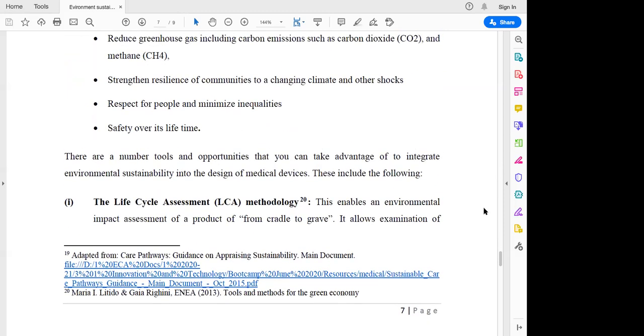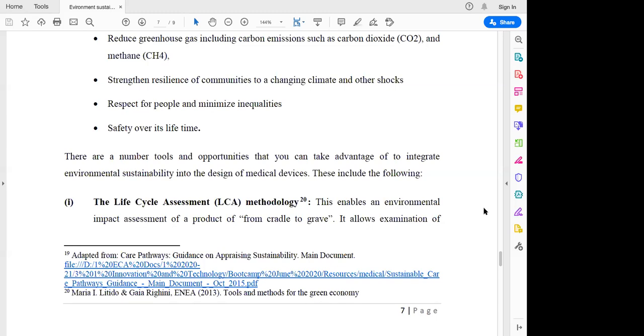The device that you are making should not undermine the resilience of communities for them to be able to cope with the changing climate and other shocks. And it should also be able to respect people and minimize inequalities. We know that some of the devices will be empowering other people and disempowering others. How do you deal with trade-offs to avoid inequalities? And of course, we should be able to ensure safety of the device over its lifetime.